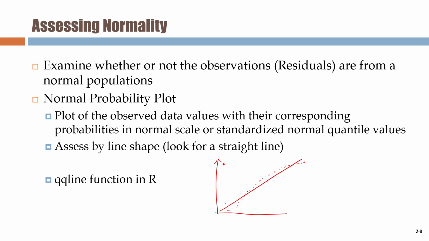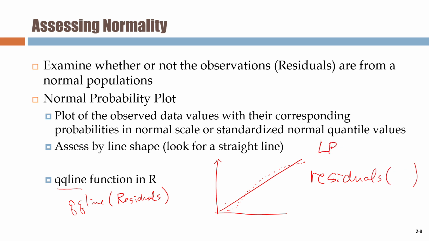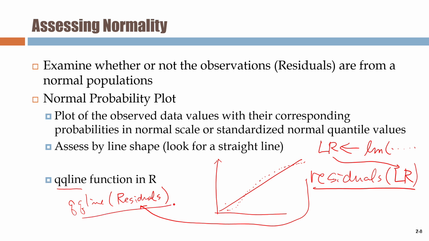How can I draw this? Using the QQ line function. So usually it's a QQ line, and then you can put in the residual. How can I get the residual? There is a function for the residual. You put in the linear regression model we used, and then you can collect only the residual values. Then putting this residual into the QQ line function will give you this normal probability plot.